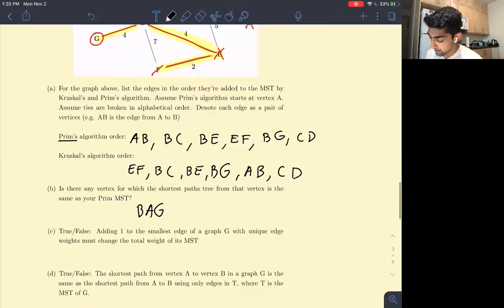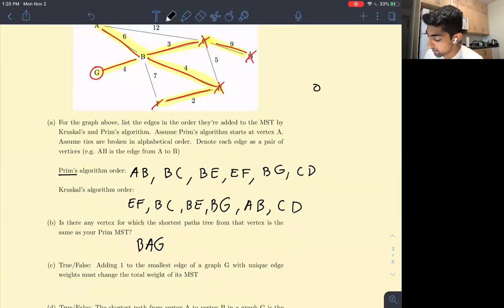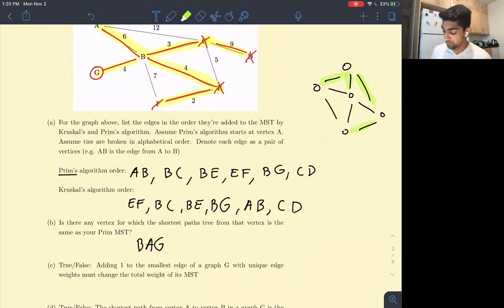So let's see. Suppose we have any graph, okay, and we have some MST, okay? That's not an MST. Now it's an MST, okay? So it says adding 1 to the smallest edge of a graph G with unique edge weights must change the total weight of its MST.